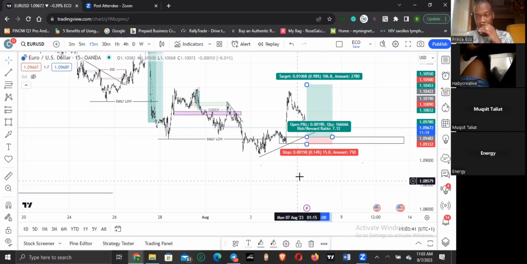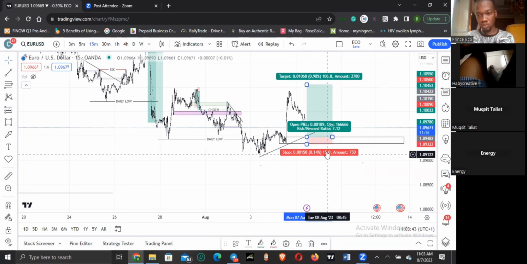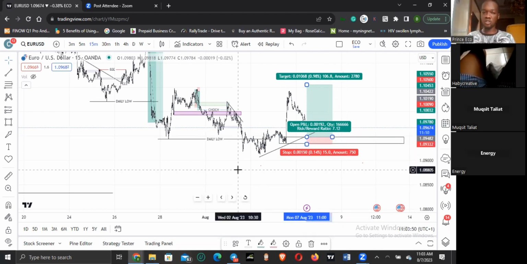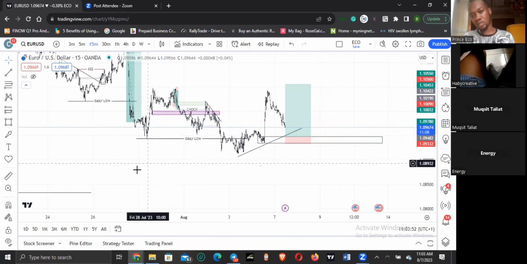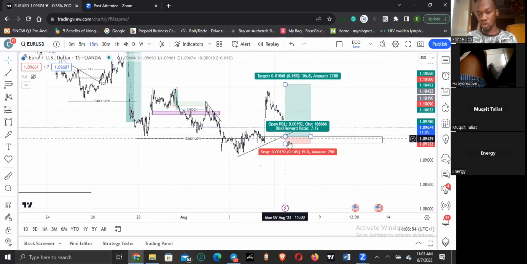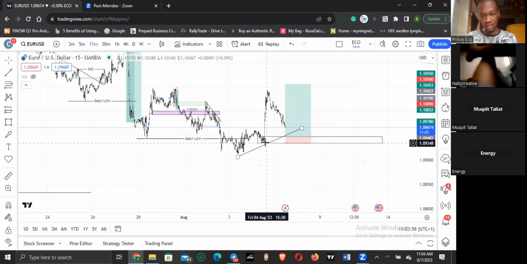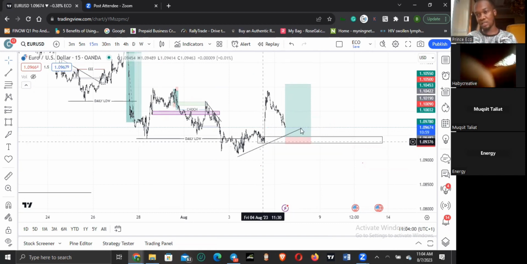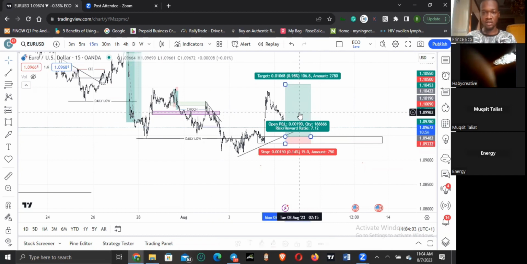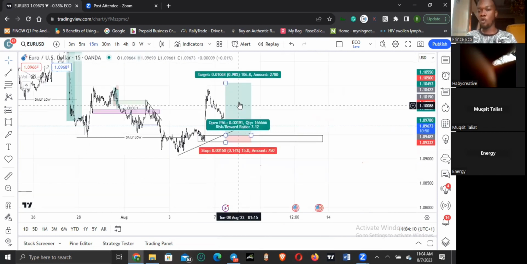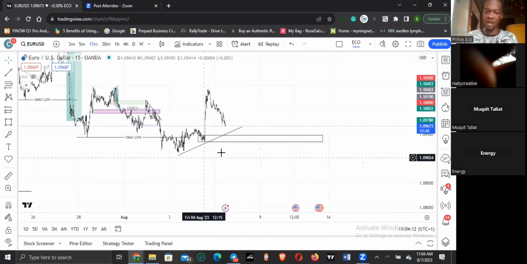I'm saying we can now scale it up to, let's say, psychological numbers. You get. So confluence number one, psychological numbers, trend line, third touch of the trend line. Two, order block. Three, imbalance. You get, to take this trade for a scalp. But overall, the market is bearish.